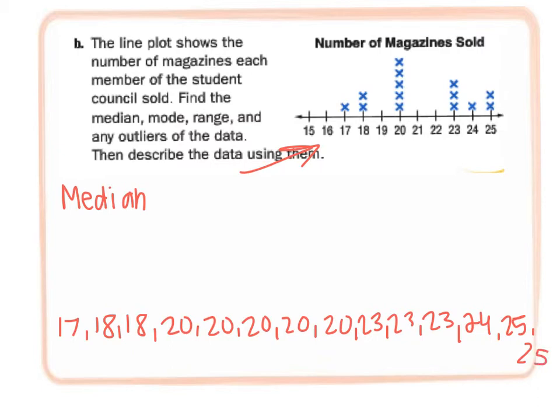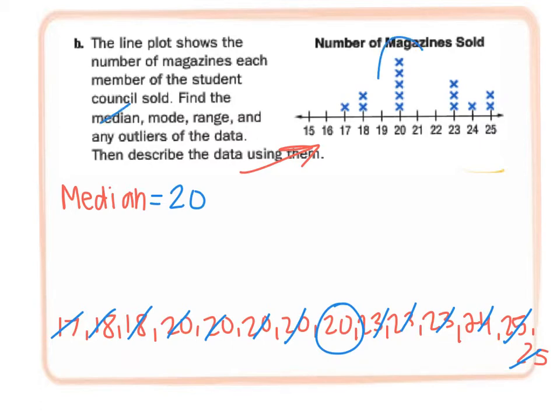Okay, so I'm going to find the median, so I'm going to go from here to here. I'm just going to keep going until I get to the middle. And so I can see that 20 is my median. So I found the median, I found the mode. That's super easy to tell because it's the one that's the most, and that equals 20 again.